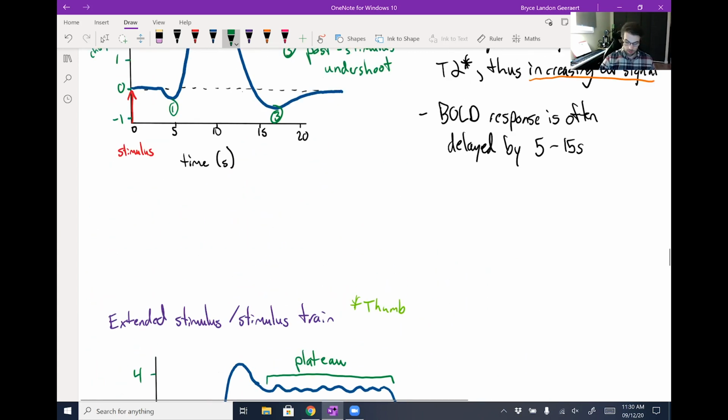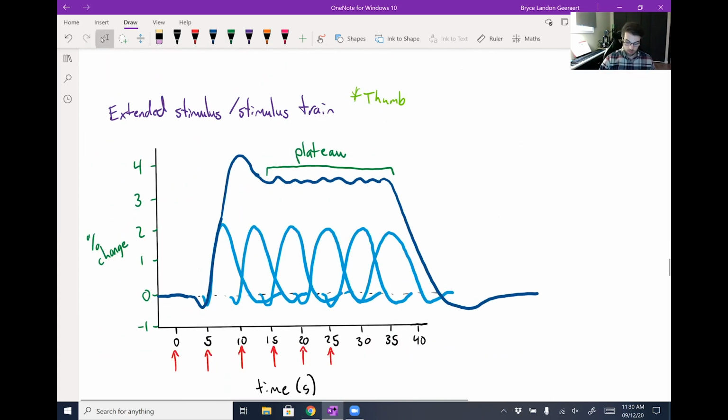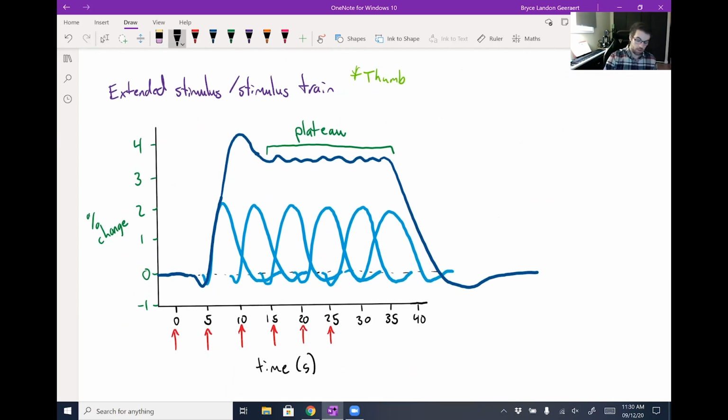What did I write up here? I've got a note here about how BOLD is variable, so I will follow that out. Yeah, okay. I'll just keep it.